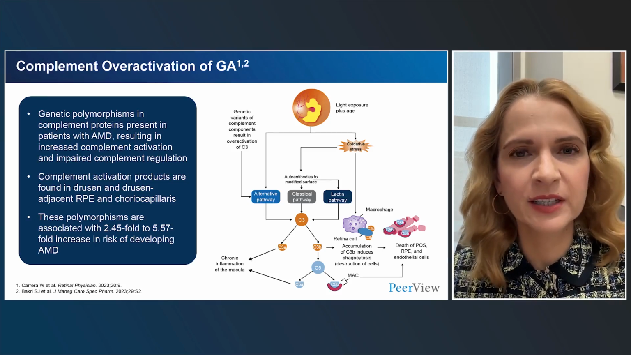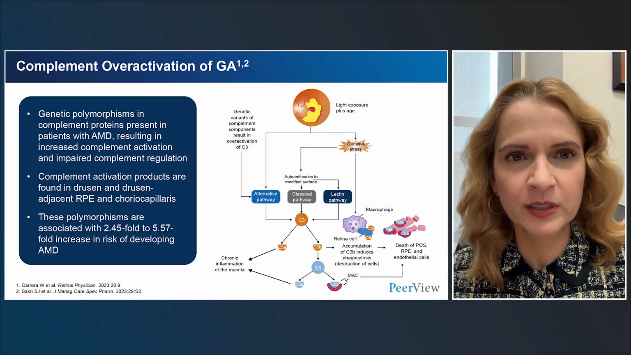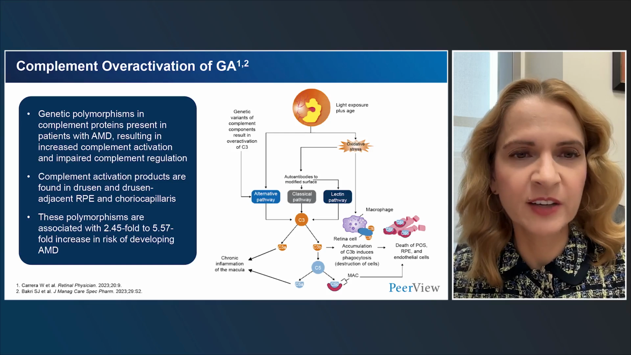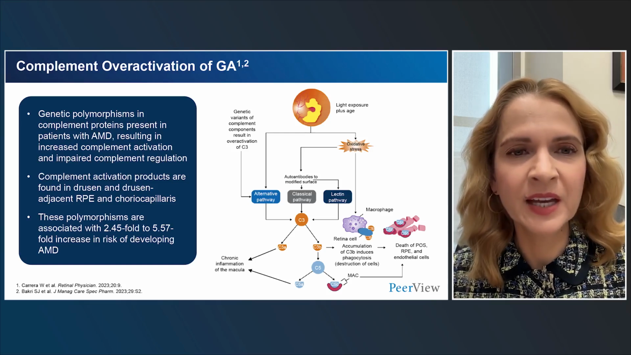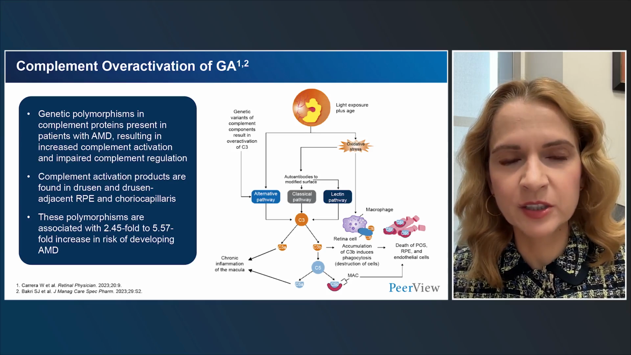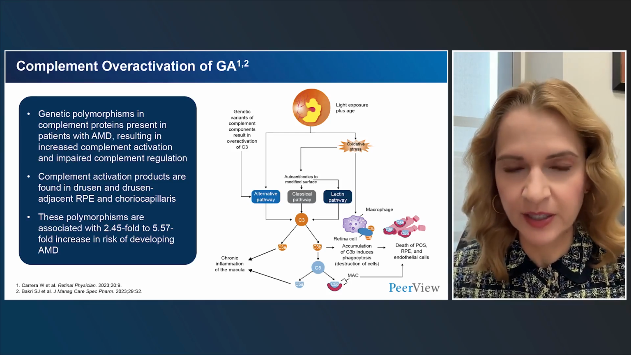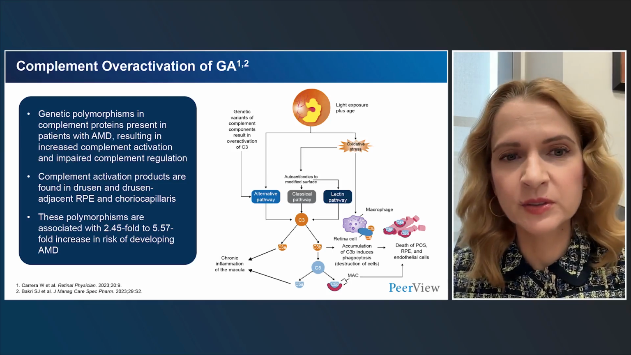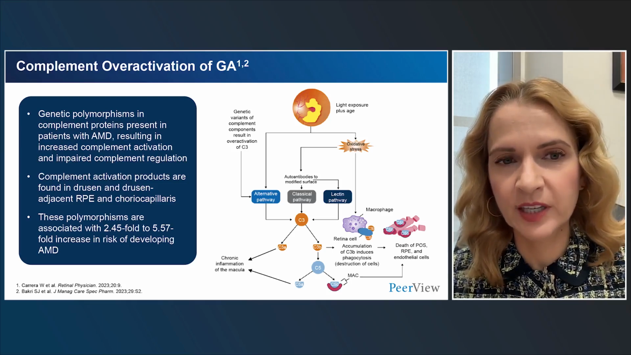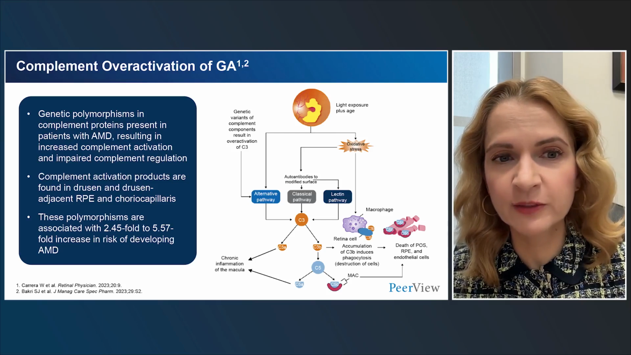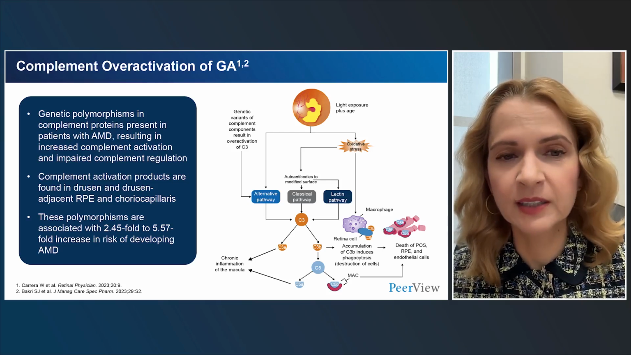Complement overactivation has been shown to be very important in geographic atrophy. Genetic polymorphisms in complement proteins have been identified in patients with AMD, and they result in increased complement activation and impaired complement regulation. Complement activation products, as you can see in the diagram on the right of the slide, are found in drusen and drusen-adjacent RPE and choroid capillaris. The complement polymorphisms are associated with a risk increase of 2.5 to 5.5 fold in developing AMD.